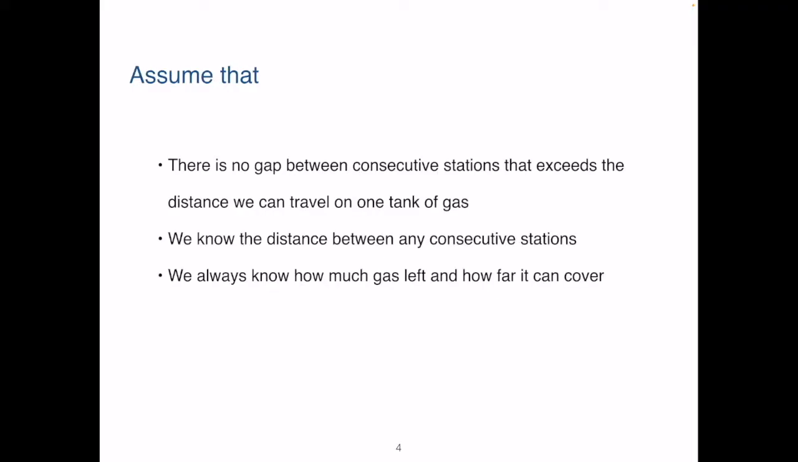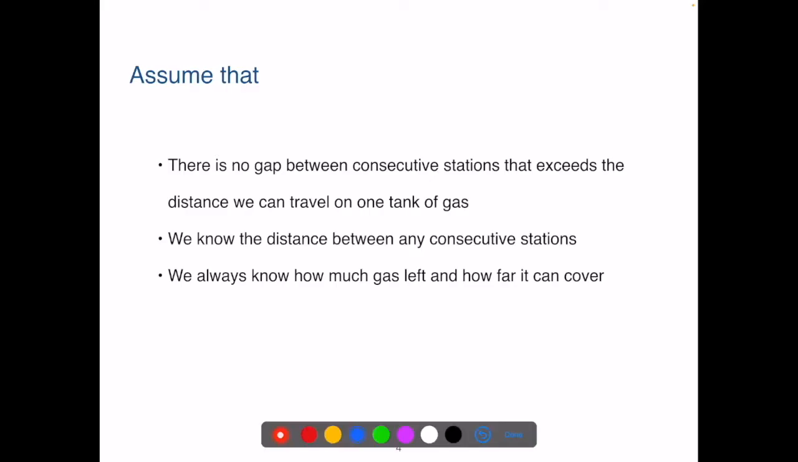First, we make clear a few assumptions of the problem. We assume that this problem has a solution. That is, when we fill up at a gas station, we know we can always reach the next station. Otherwise, we can immediately say that there is no solution to this problem. Second, we assume that we know the distance between any consecutive stations, and we always know how much gas is left and how far it can cover.